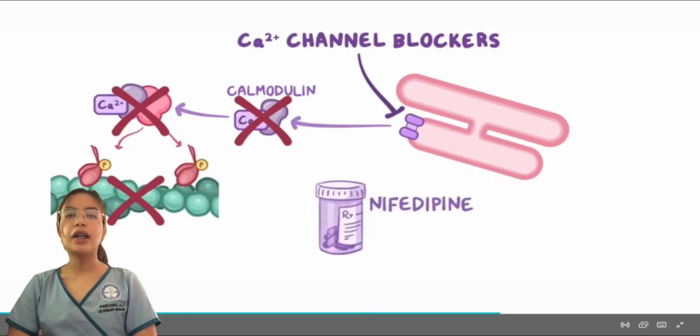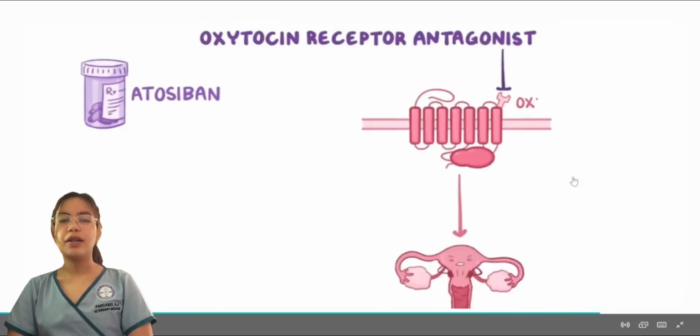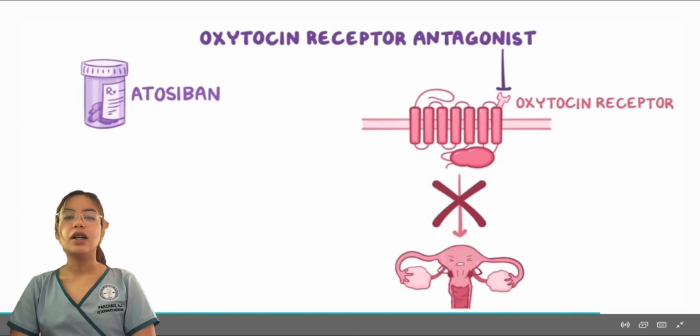The calcium channel blocker indicated as tocolytic is nifedipine, which is one of the drugs of choice for preterm labor, and it can be given orally or parenterally. Finally, the oxytocin receptor antagonist. Atosiban binds and inhibits oxytocin receptors, blocking the signaling pathway that leads to uterine contractions.